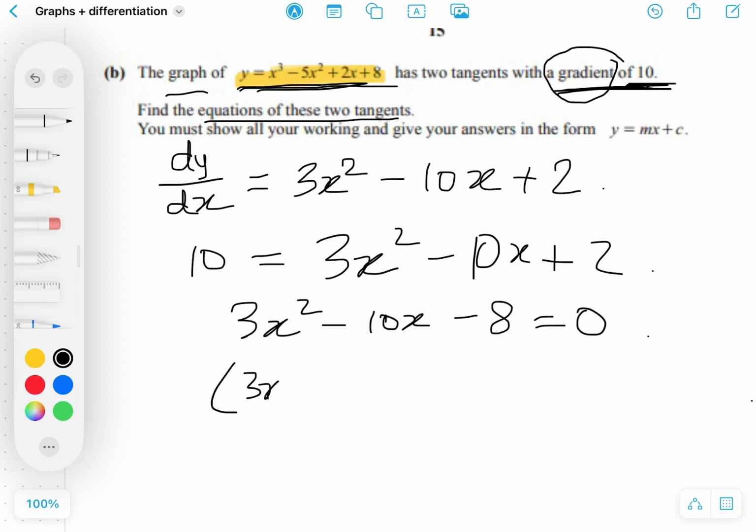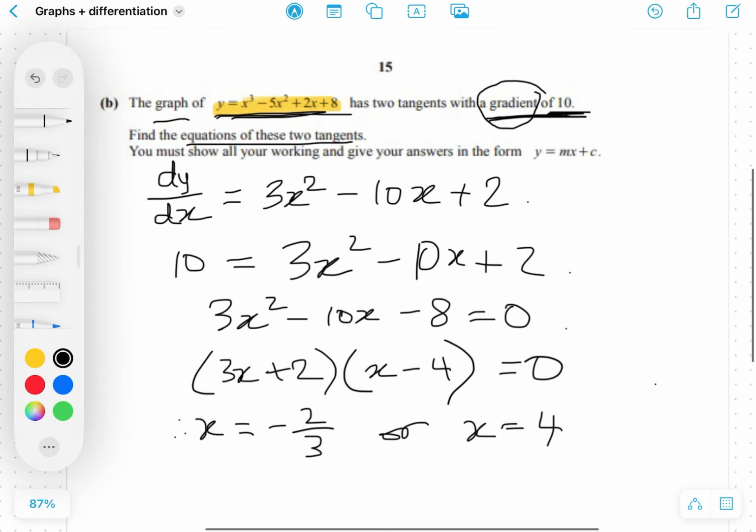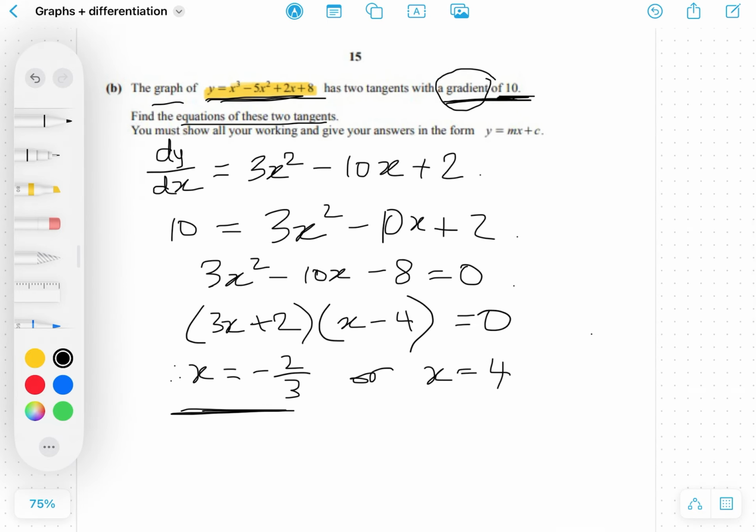When we factorize this, we get 3x plus 2 multiplied by x minus 4 is equal to 0. Therefore, x is either equal to negative 2 over 3 or x is equal to 4. But now we know the x values. So effectively what it's saying is that when x is equal to negative 2 over 3, on that point on the curve, the gradient is 10. And when x is 4, on that point on the curve, the gradient is 10.